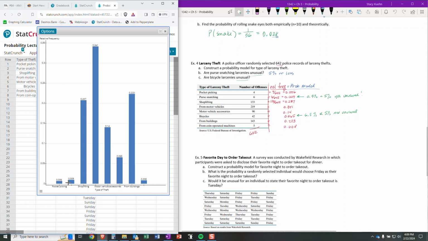And then above each of these bars is the relative frequency or probability model that I was needing in order to answer the question that I was given. So although I can't create a relative frequency or probability model from summarized data, I can create a bar graph for that type of information.